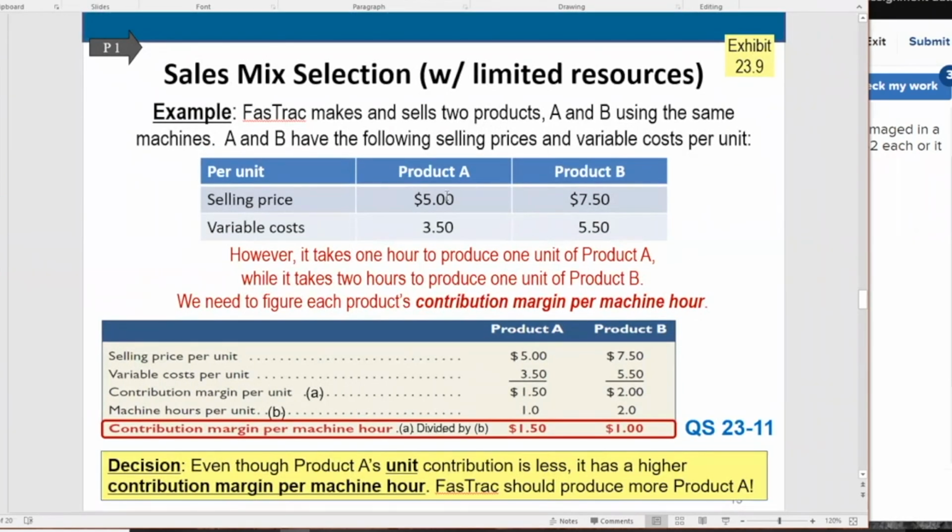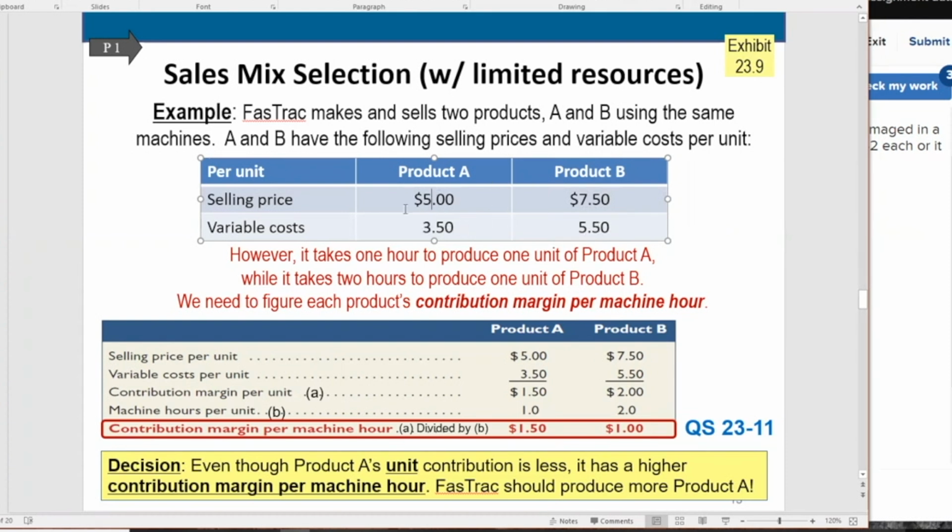Now, here's the facts. Product A we sell for $5 and the variable costs are $3.50. That's direct materials, direct labor, and variable overhead. I am not going to consider fixed overhead because that is the same either way. Now, product B, oh wow, we make more money on product B, don't we? $7.50. So we make an extra $2.50 on product B. And how much does it cost to make? It costs $2 more to make, right? Well, that sounds like a no-brainer, right?